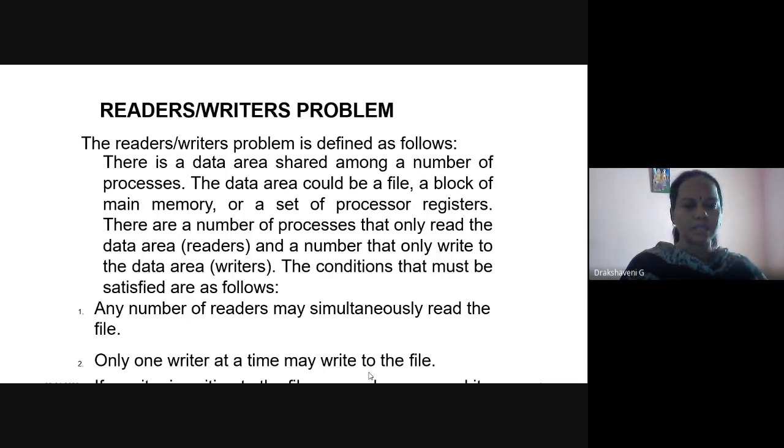The conditions that must be satisfied are as follows. A number of readers may simultaneously read the file. So if I'm reading, yes, 10 people can read the same file because we are not changing anything. We are just reading it. Reader operations can be simultaneous. Only one writer at a time may write to the file. This will be a problem when many of them start writing. If a writer is writing to a file, no reader may read it. So when someone is writing, no others should read or write. That's the reader and writer problem.